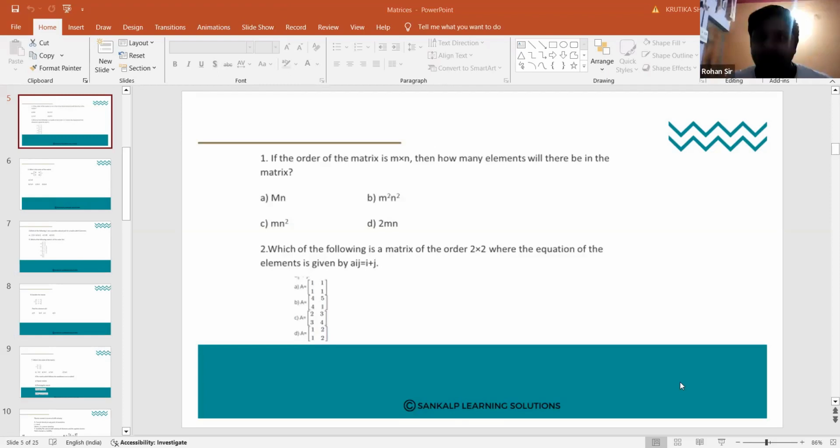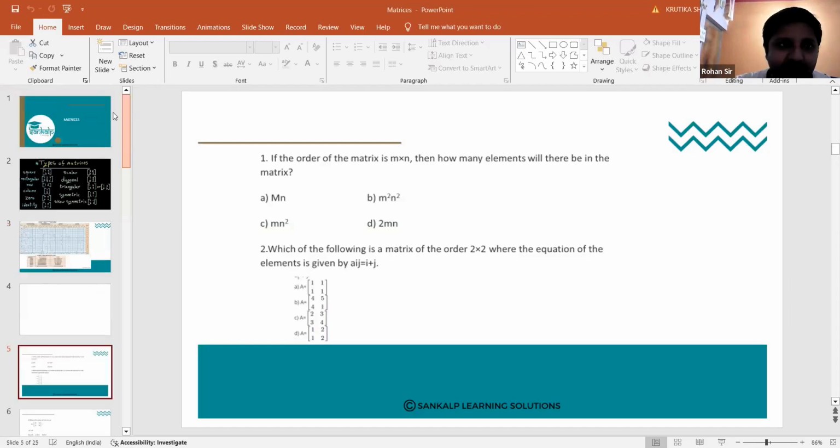Students, in the last week we had started with the matrices part. Today we will be continuing with the same chapter. As per our discussion in the last class, we discussed the blueprint. And as per the blueprint for matrices, here you can see the screen.